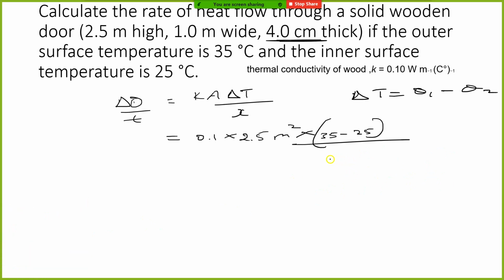Divide that by 4 times 10 to the minus 2 meters. So when we do the maths now, after writing it like that, times 10 to the negative... You can write it as 0.04. But for me, this is the easiest way of converting into centimeters.